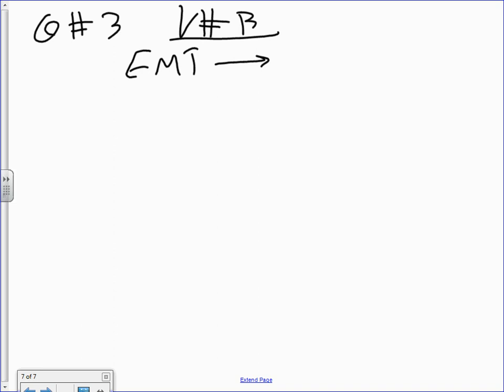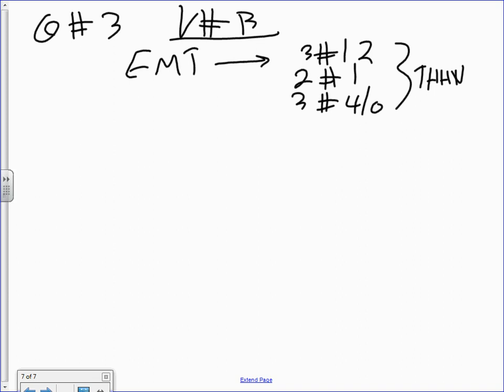Okay, I'm going to go back to version B and do the calculation for question number 3. I have an EMT conduit, and one EMT conduit has 3 number 12, 2 number 1, and 3 number 4/0, all current-carrying conductors. The insulation for all of them is THHN, and the ambient temperature happens to be 40 degrees Celsius.